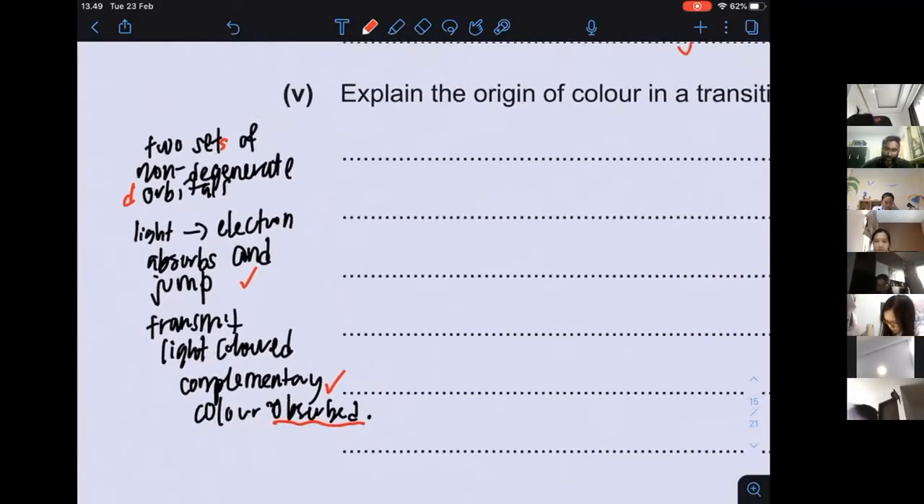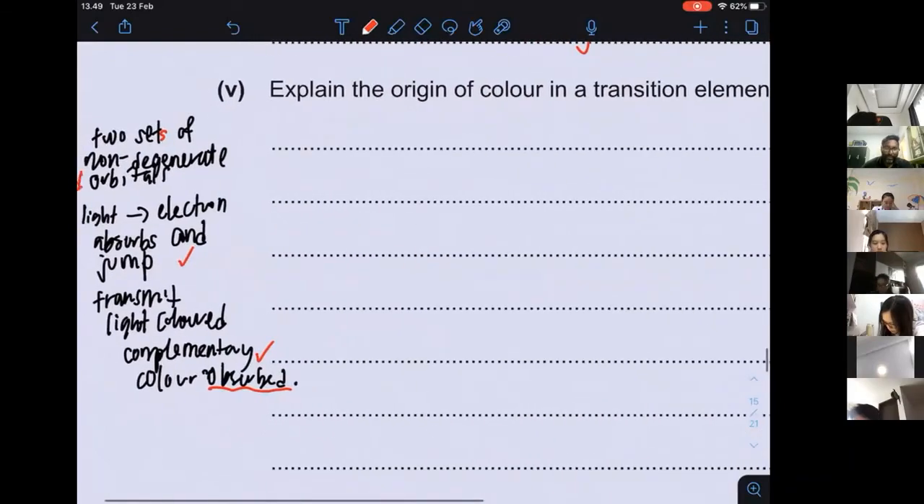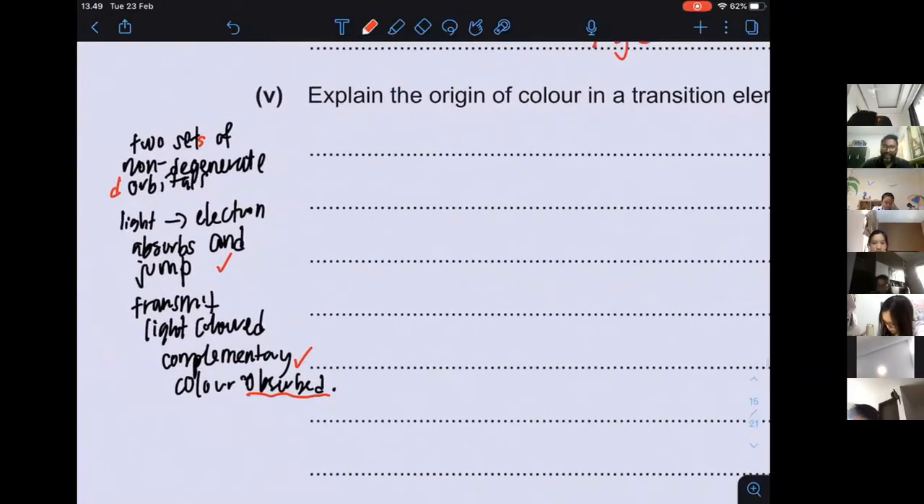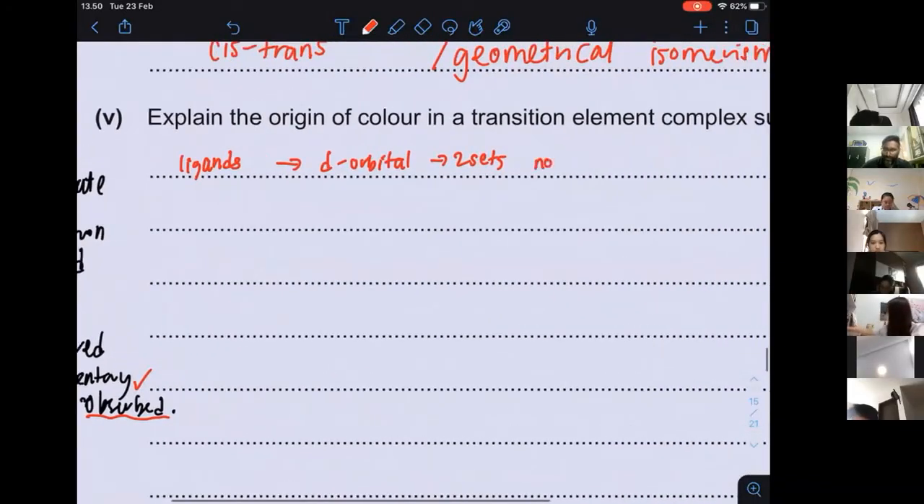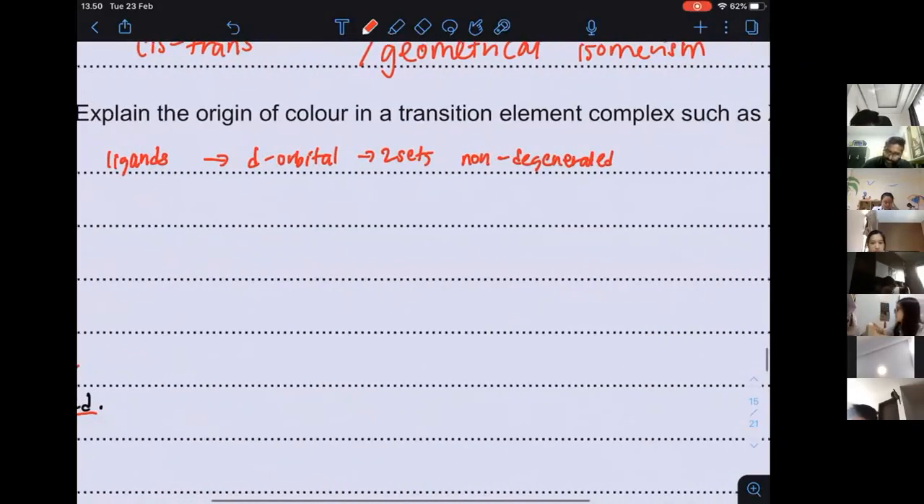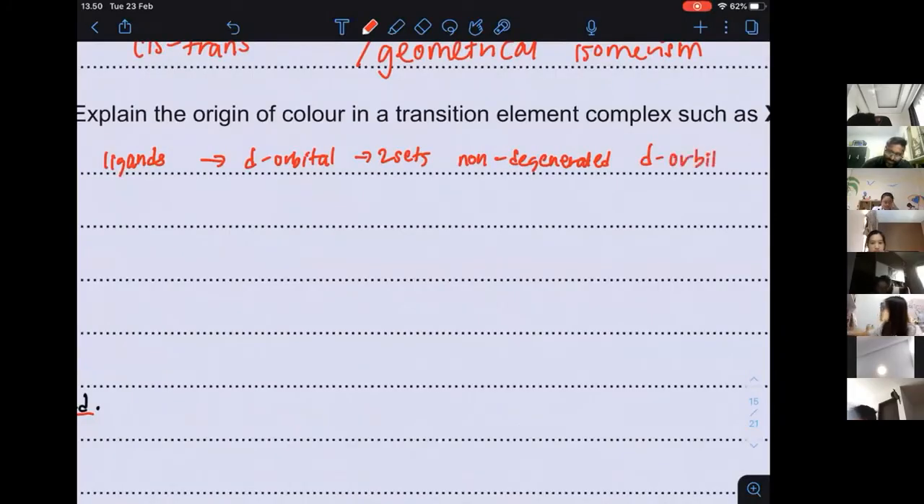So how do I explain over here? Important, you need to say that the complex or the ligands will split the d orbitals into 2 sets of non-degenerate orbitals. But please memorize, d orbitals here, because we have a tendency to say just orbitals. It must be d orbitals. That is the mark that is given also.